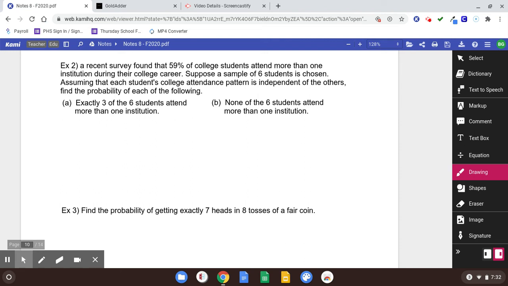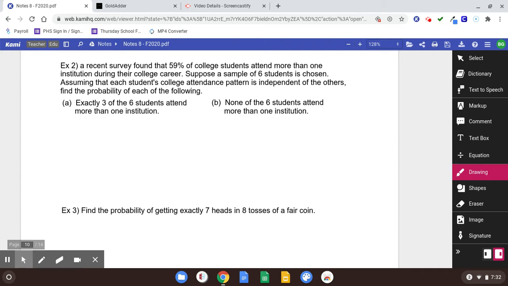Example 2, a recent survey found that 59% of college students attend more than one institution during their college career. Suppose a sample of 6 students is chosen. Assuming that each student's college attendance pattern is independent of the others, find the probability of each of the following. A, exactly 3 of 6 students attend more than one institution.